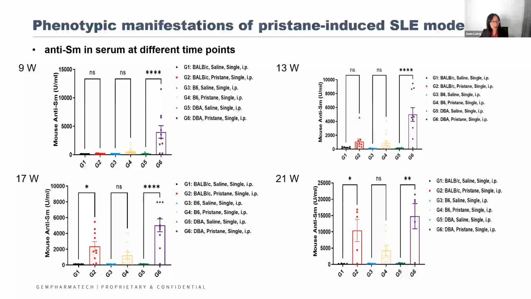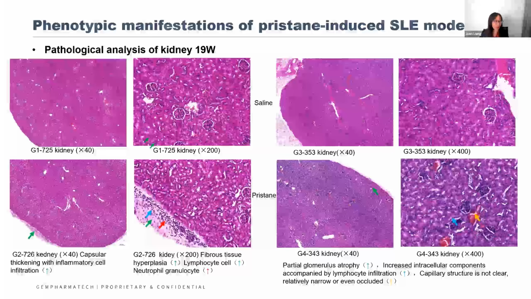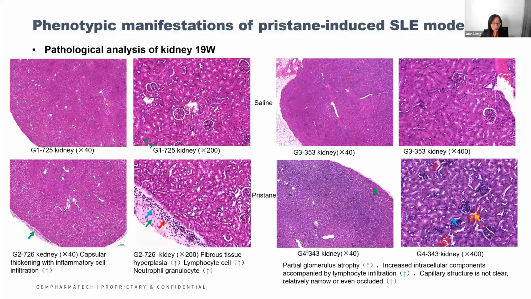For the anti-Smith protein levels, we found the increased anti-Smith protein levels in PBC mice and DBA mice after around 17 weeks induction, and also the increased level of anti-Smith proteins were observed at 24 weeks. We then performed the pathological analysis of kidney at around 19 weeks. The pristane-induced group all showed the increased level of inflammatory cell infiltration.